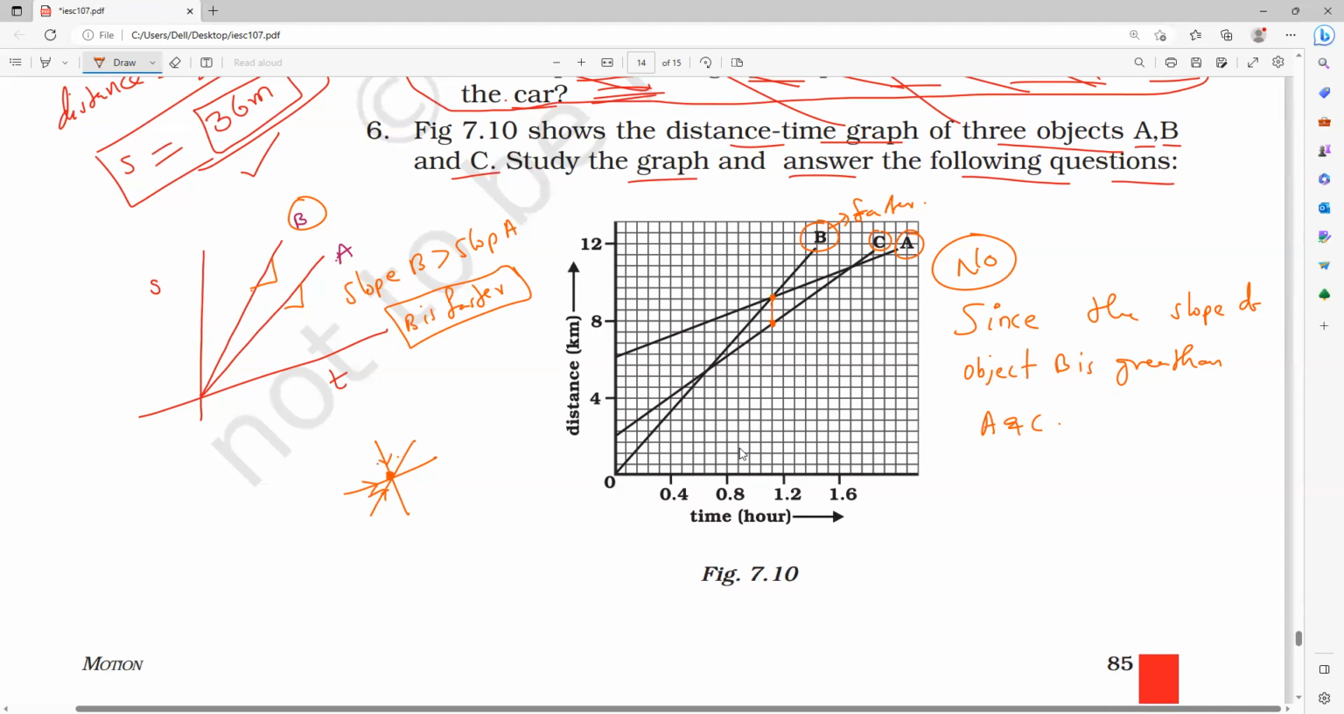Yeah, you can find the distance traveled by the body. So how do we find the distance traveled by the body? How much has it traveled?